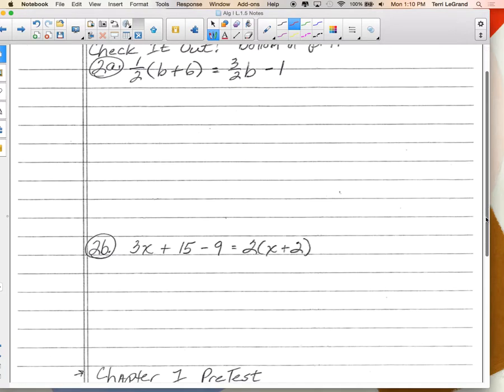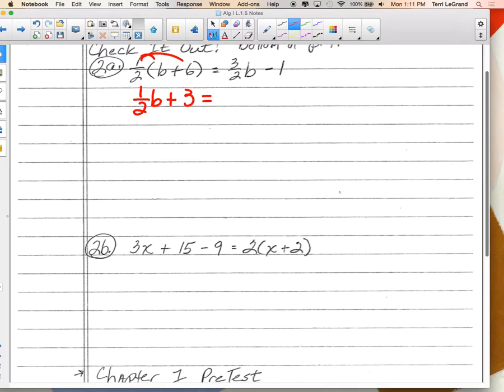Okay, now we're doing checkout problems that go with example 2. So, what's the first thing we're going to look for? Like terms, simplifying steps, right? But remember when we actually wrote these down, we said let's look for distributive property first and then like terms. So, do we have any distributive property to do? Yes. So we would do this distributive property, and we would have a half of b plus a half of 6. What's half of 6? 3.